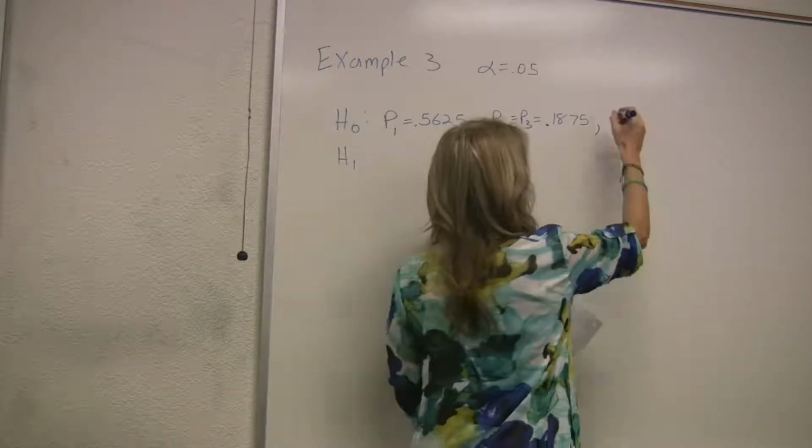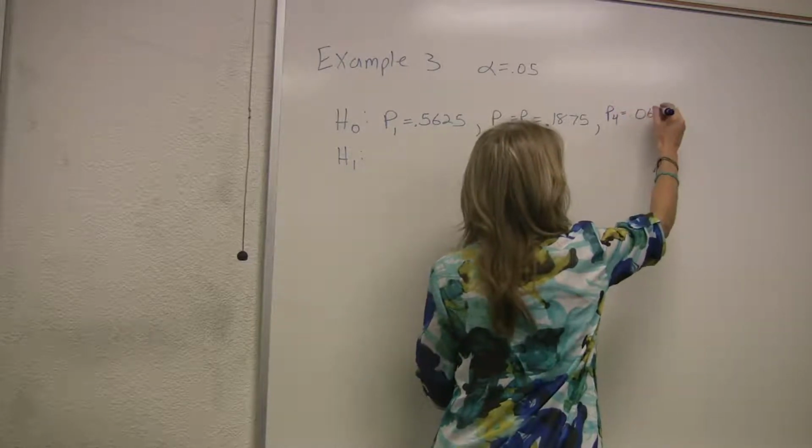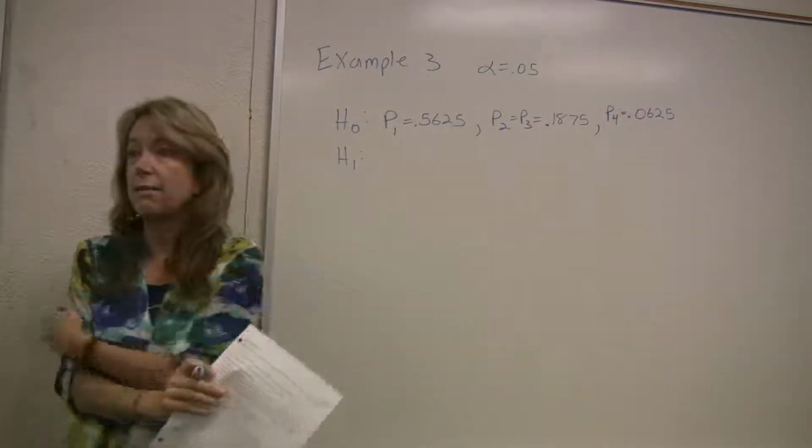The last one, P4, is 6.25%, which would be 0.0625.